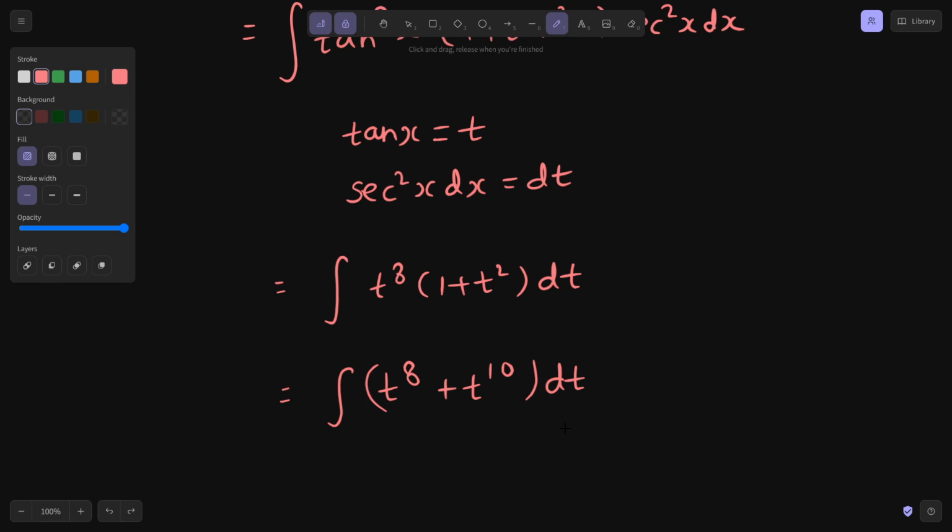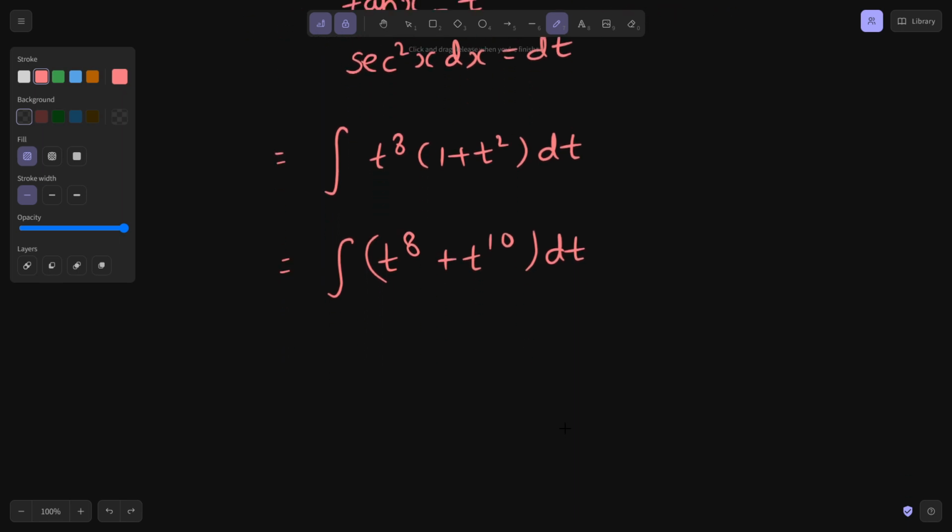If you remember the basic, the first video, I told you x power n integration, and that is x power n plus 1 divided by n plus 1. So here you go, t power 8 plus 1 is t power 9 divided by the same power. Here again t power 10 plus 1 is 11 divided by 11 plus a constant c.